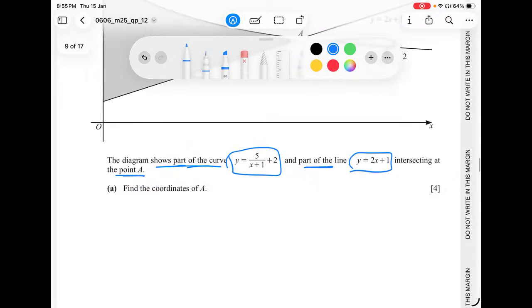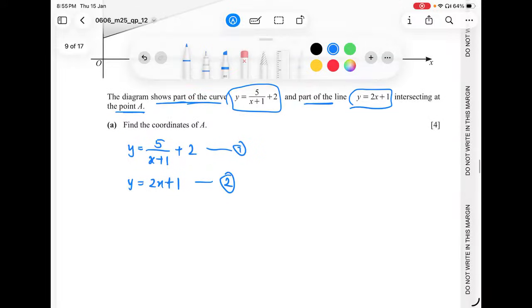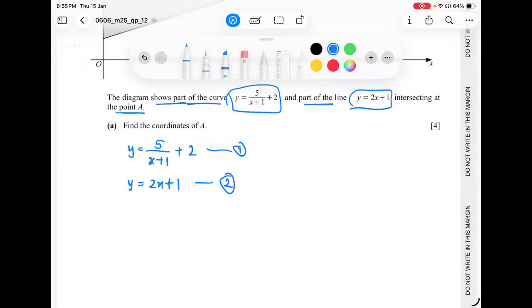So that's pretty simple. You just do the simultaneous equations. y equals 5 over x plus 1 plus 2, and y equals 2x plus 1. So this is your first equation, this is your second equation. Since both are equal to y, you can just equate them, and that should give you 5 over x plus 1 plus 2 equals 2x plus 1.